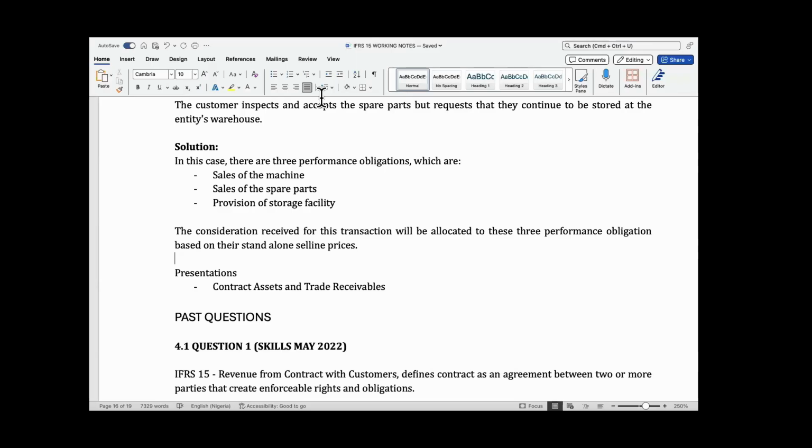It's not the accountant's business. IFRS 15 didn't take care of that. The lawyer should have actually done his job well and written out an agreement to take care of that part. It's not an accountant's job.